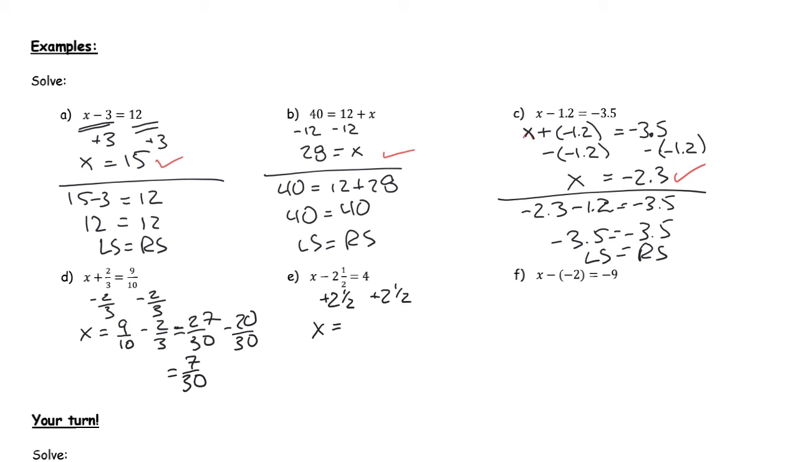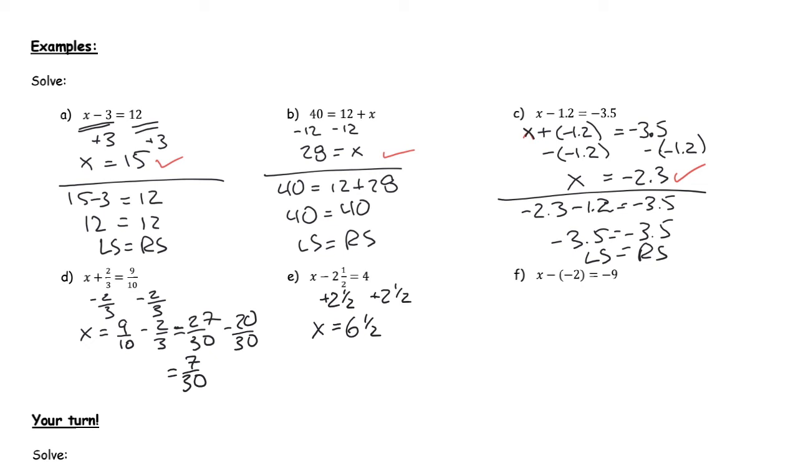But in this case, because there's a whole value on the right-hand side, I just add the wholes together. So 4 plus 2.5 here is 6.5. That's all you need to do.